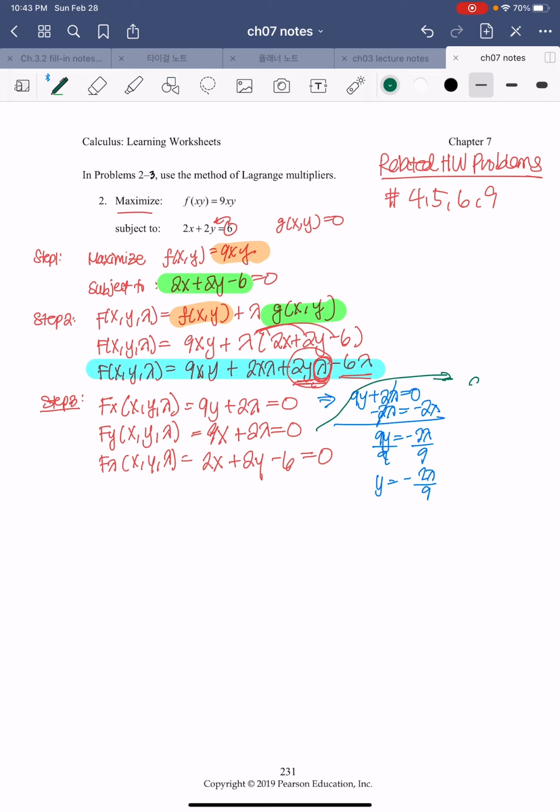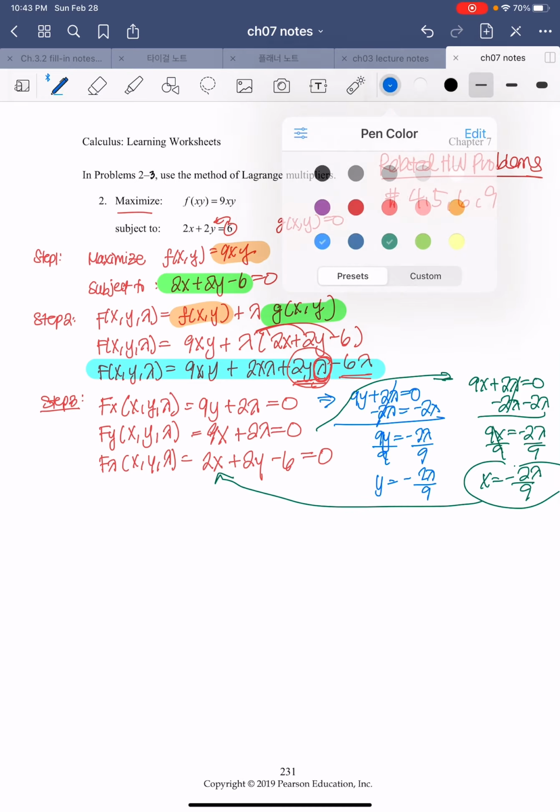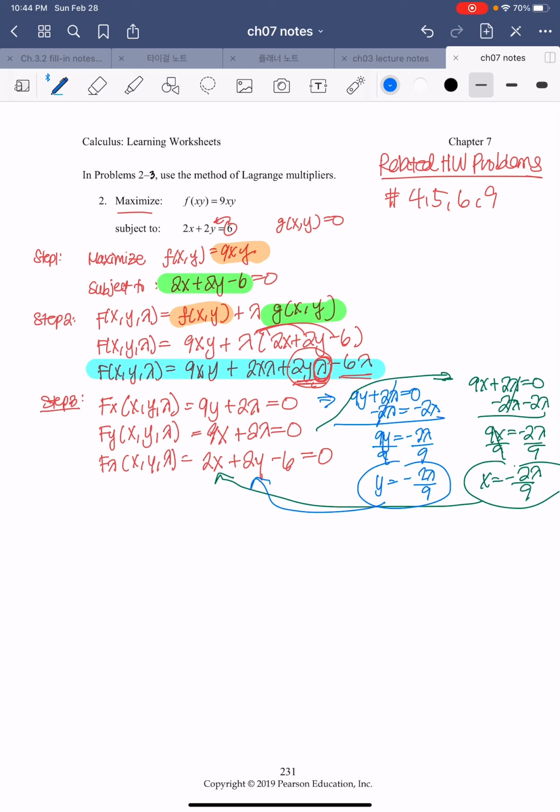So I have 9x plus 2 lambda equals 0. Subtract 2 lambda, divided by 9. X ends up being -2 lambda over 9. What am I going to do? I'm going to plug x in here and then y into the equation.